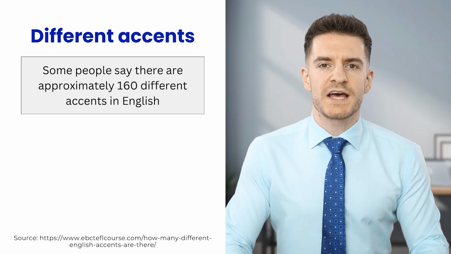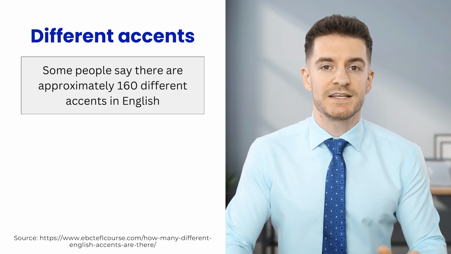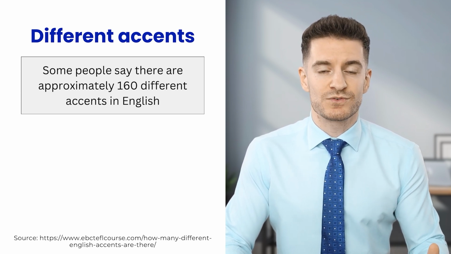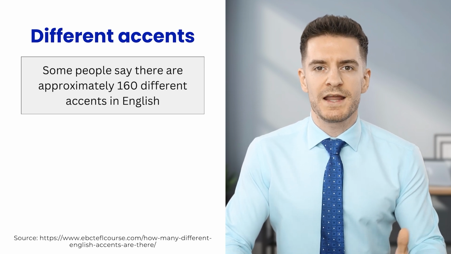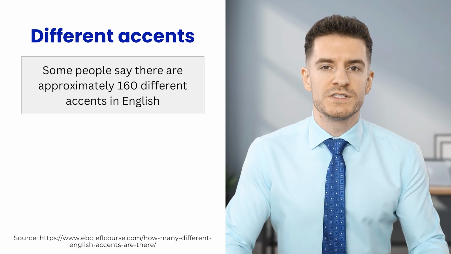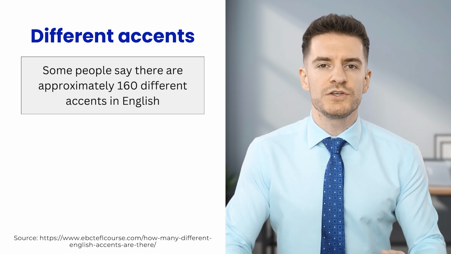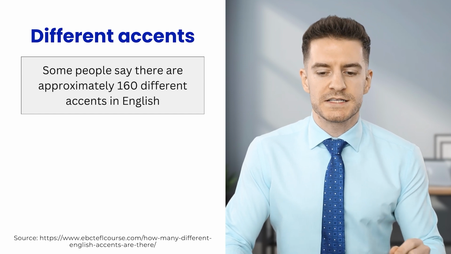All right, let's move on to the second one now, which is different accents. So some people say that there are around 160 different accents in English. That's a lot of accents, right? So that means you might be used to listening to one accent, but in the IELTS listening test, you could hear several different accents. And if you're not used to those accents, it might make understanding quite difficult.